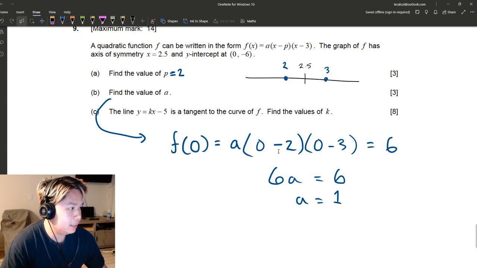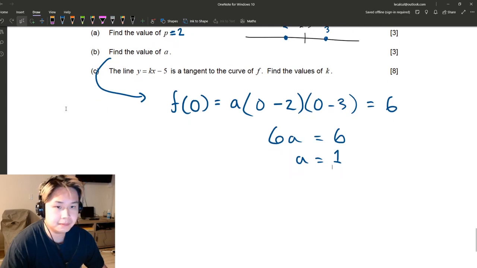And just going through the math, right? 2 times 3 is basically 6 already, so a has to be 1. Okay, and then this line is tangent to this curve at f. Find the values of k.